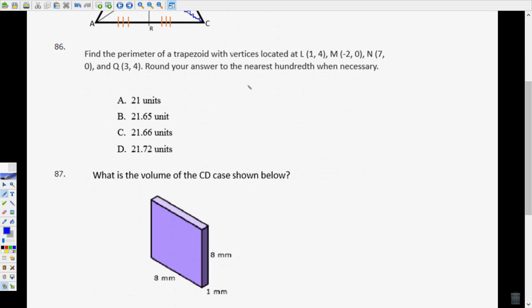Find the perimeter of a trapezoid with vertices located at, and they give you the coordinates. Round your answer to the nearest hundredth when necessary. So on this problem, you have to, again, like we have in the past, use the distance formula: the square root of x2 minus x1 all squared plus y2 minus y1 all squared. And you want to find the length of each of the sides of your trapezoid.